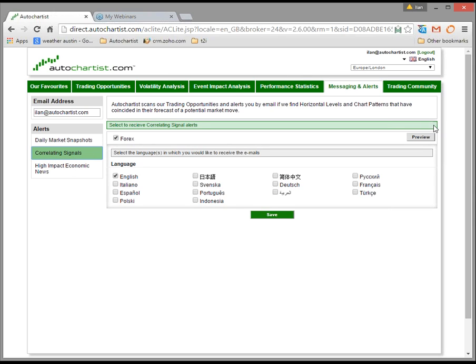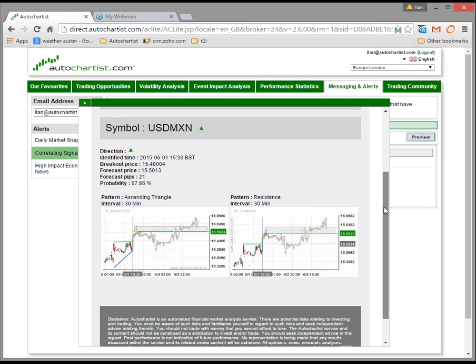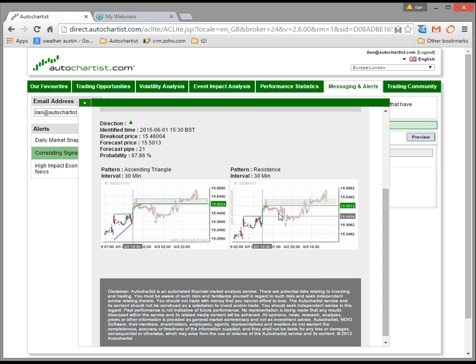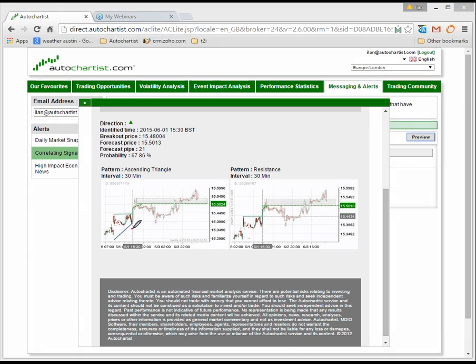The next thing we do is we provide what we call correlating signals. Now, the last one we did was quite old because they're few and far between. But correlating signals are basically when we have a chart pattern and a support resistance level giving us an indication of a movement in the same direction. So the last one we got was actually a few days ago on US dollar Mexican peso, and it's a bit small now because it's already expired. This is where we gave our forecast where we thought it was going to go up.